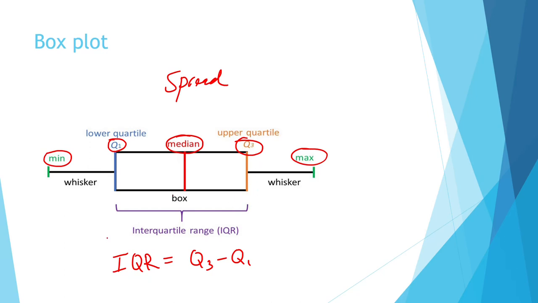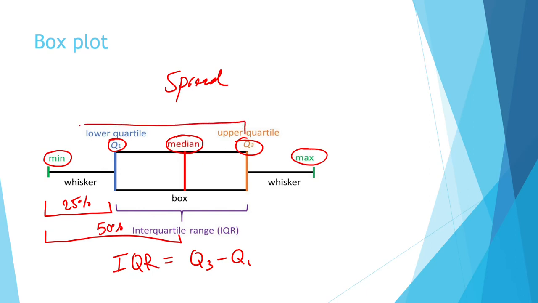Remember, quartiles separate the data into quarters. So from the minimum to Q1, that's 25% of the data. From the minimum to the median, that's 50% of the data. And from the minimum to Q3, that's 75% of the data.